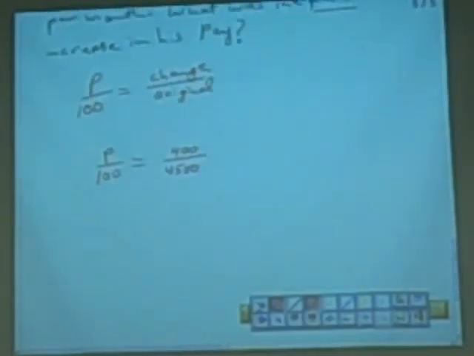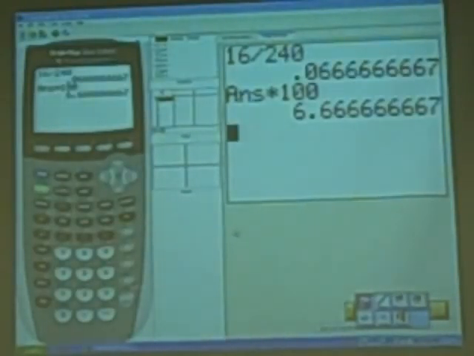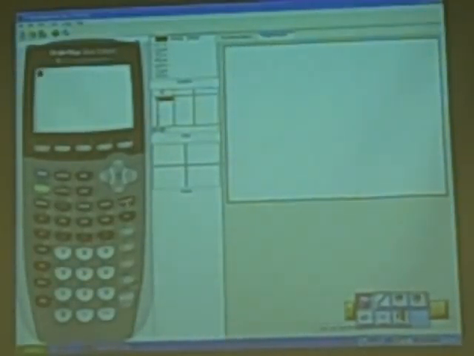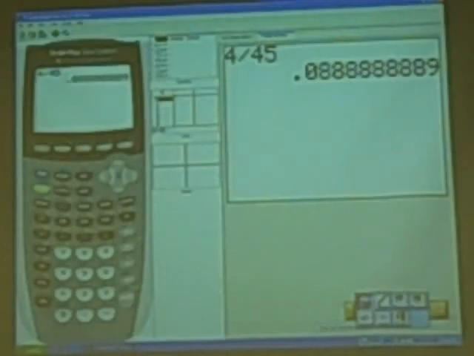So what can we do with those zeros? Cancel them out. That's like 100 divided by 100, right? And so now we have 4 divided by 45. Alright, so let's work that out in our calculator. 4 divided by 45, and we get 0.08 repeating.